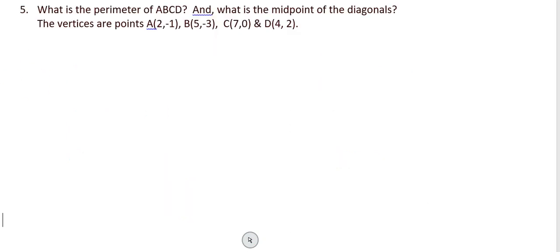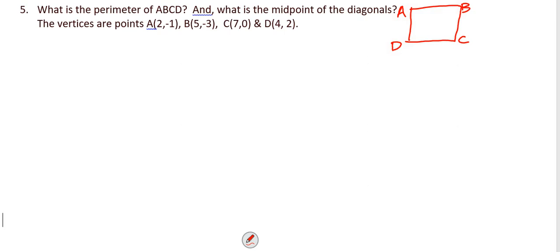So with number 5, it says, what is the perimeter of ABCD and what is the midpoint of the diagonal? So this is a question that has two parts to it. So we're going to first find the perimeter of ABCD by finding all the sides. So what I want to do first is show you what ABCD looks like, or what I think it looks like. So A, B, C, D. Now the reason I do this is because then I know which sides I need to solve for. I need to solve for AB, BC, CD, and DA. So that's what I'm going to do first.